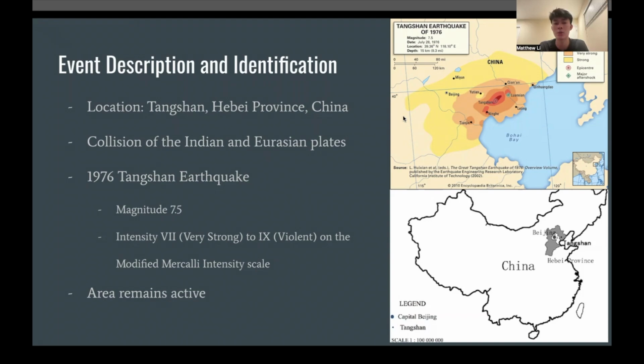And the most notable earthquake that happened in this region was the one in 1976, which had a magnitude of 7.5. This did happen because of the collision of the Indian and Eurasian plate. And this indicates that magnitudes of similar size are plausible and could happen. And there actually have been a lot of magnitude 6 and 6.5 to 7. And this indicates that this area remains active.